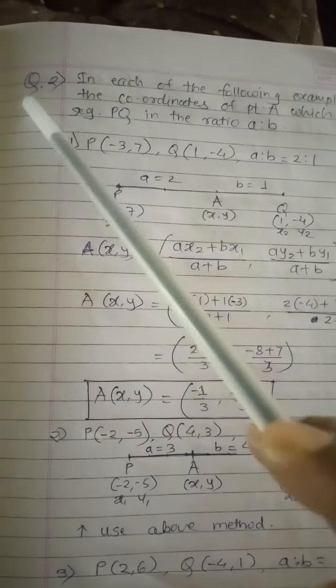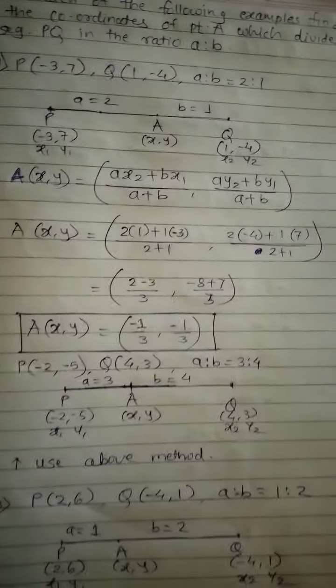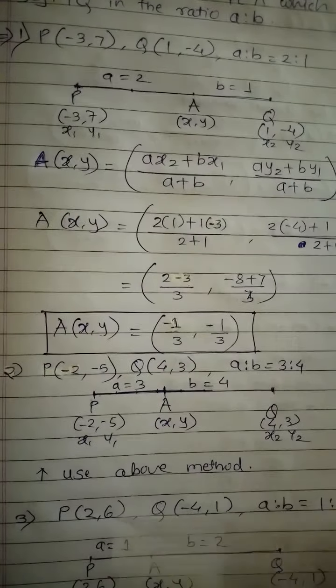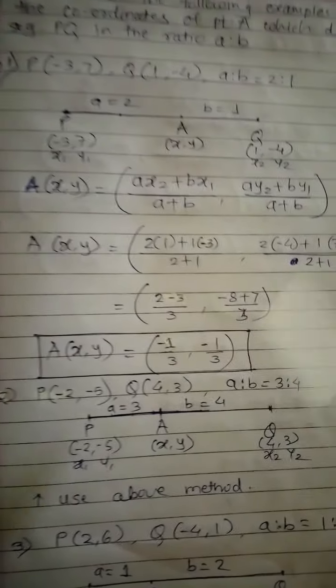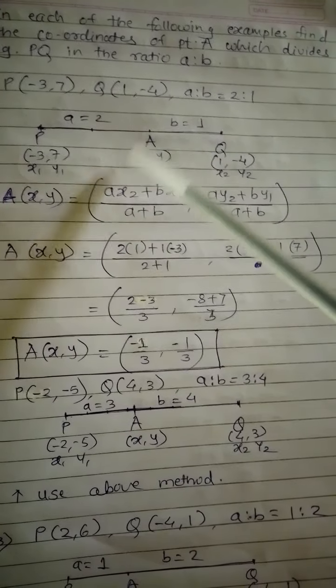So in this question, question number 2, there are 3 examples. I am going to solve only one. You have to solve examples 2 and 3 from question number 2. So see, Axy we put as it is. Now we have to just put down the values.